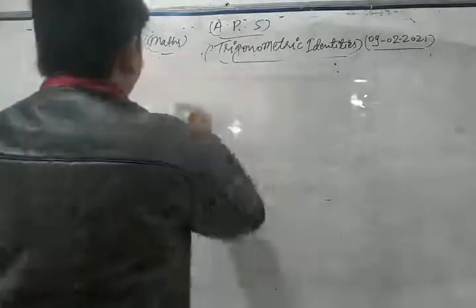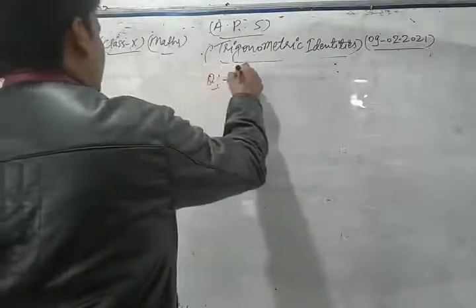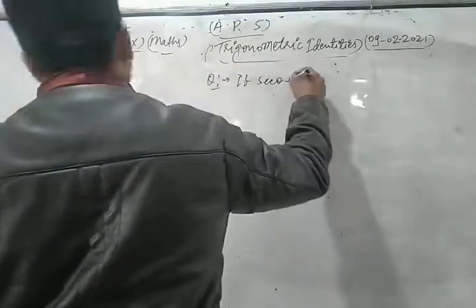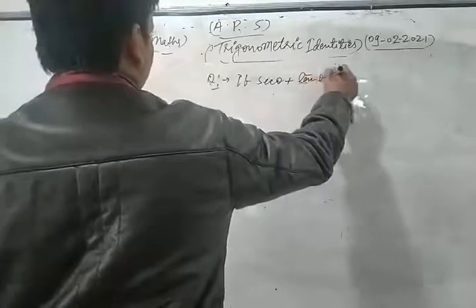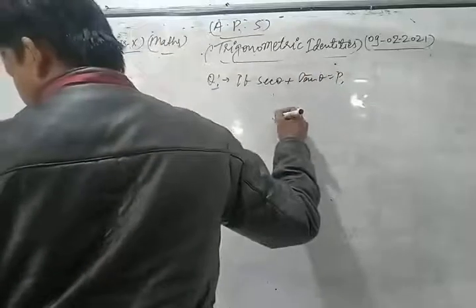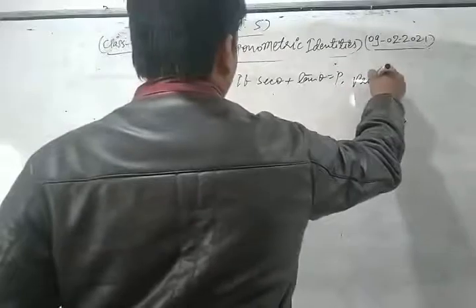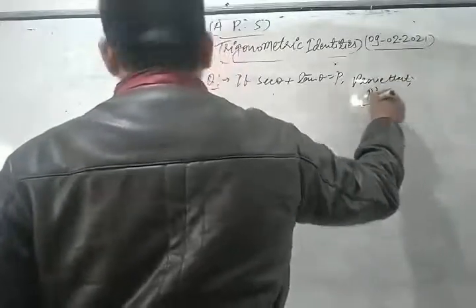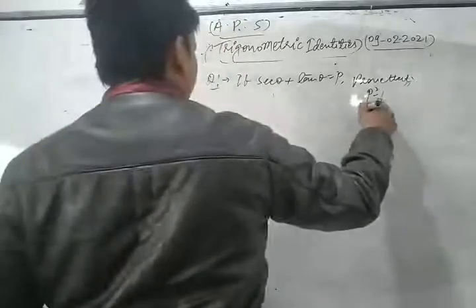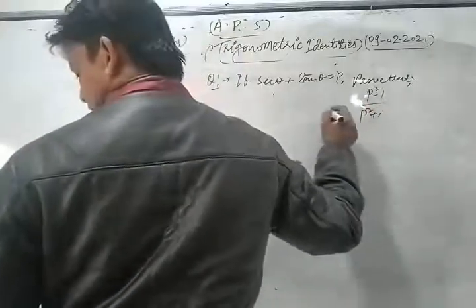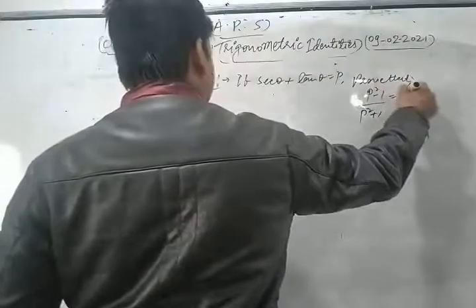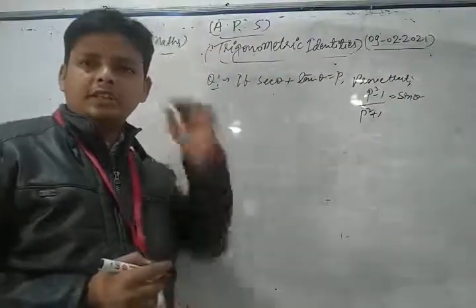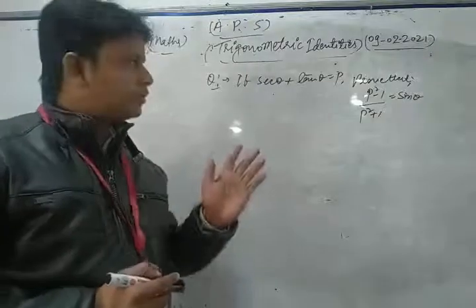Now, if the question is: if sec theta plus tan theta is equal to P, prove that P square minus 1 upon P square plus 1 is equal to sin theta. Is equal to what? Sin theta. This is a very interesting and easy conceptual question.